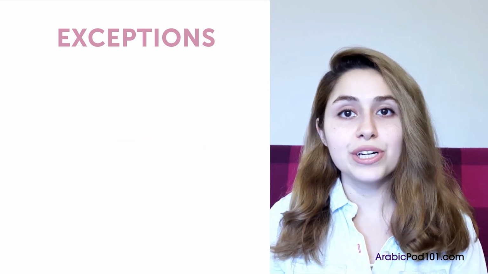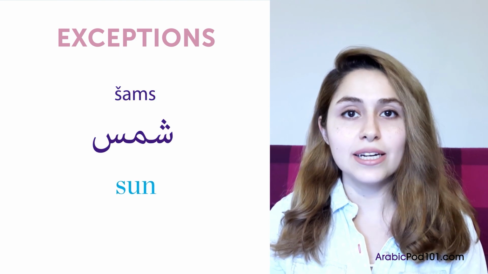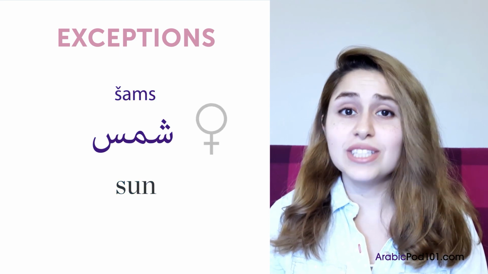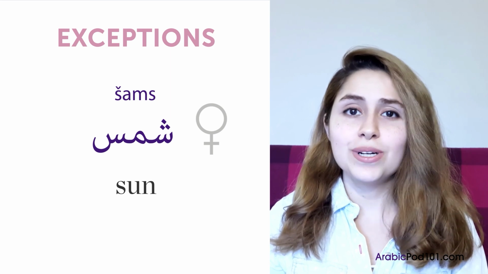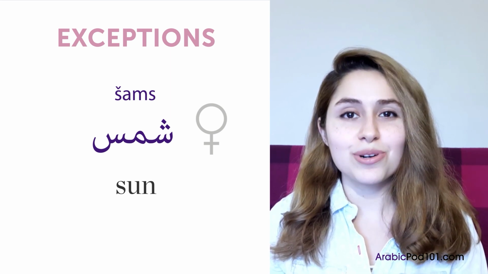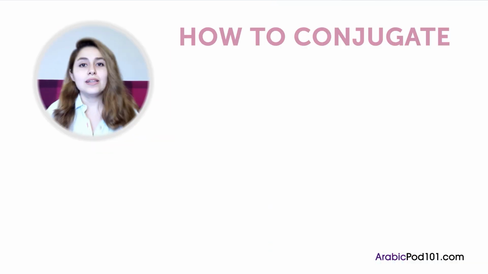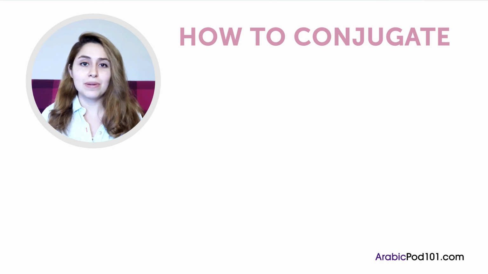But there isn't always a helpful indication. For instance, the word shams, meaning sun, is a feminine word. Do you see a ta marbuta? Nope. You have to consciously remember that it's a feminine noun. The last thing you need to know about Arabic feminine and masculine nouns is that they change the conjugation of any verb or adjective that describes them.